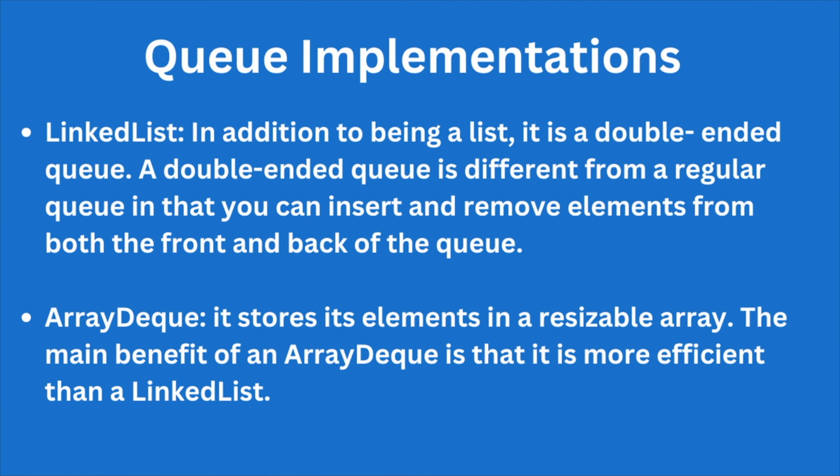First we have our LinkedList. In addition to being a list, it is also a double-ended queue. A double-ended queue is different from a regular queue in that we can insert and remove elements from both the front and back of a queue. Next we have our ArrayDeque. It stores the elements in a resizable array, and the main benefit of an ArrayDeque is that it is more efficient than a LinkedList.